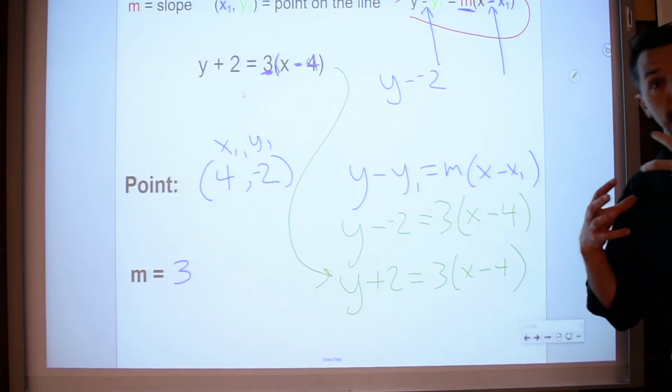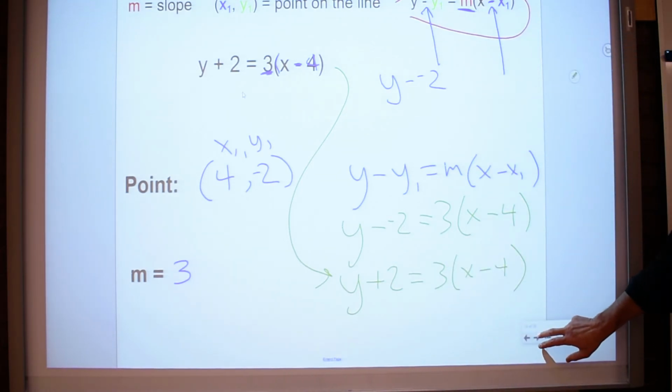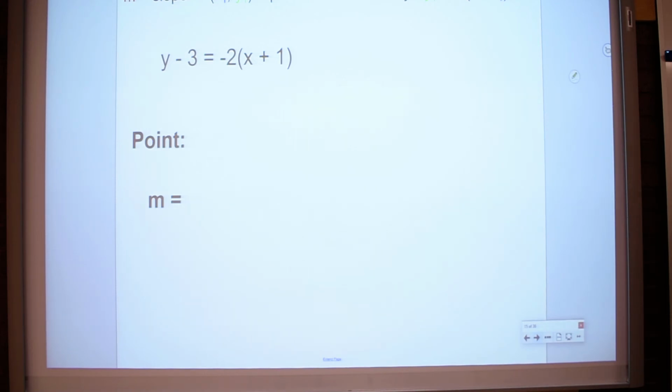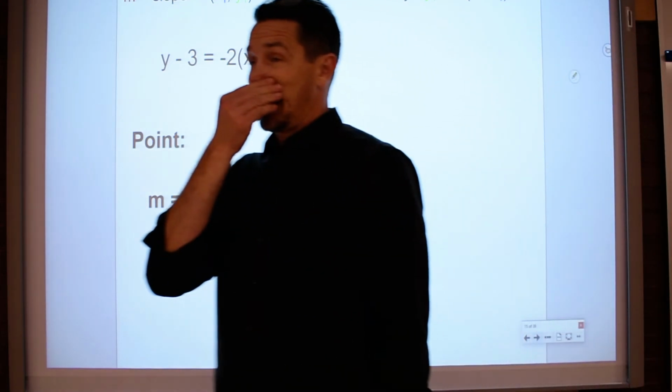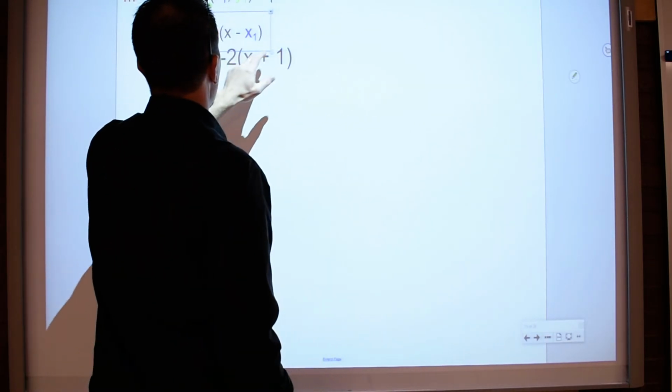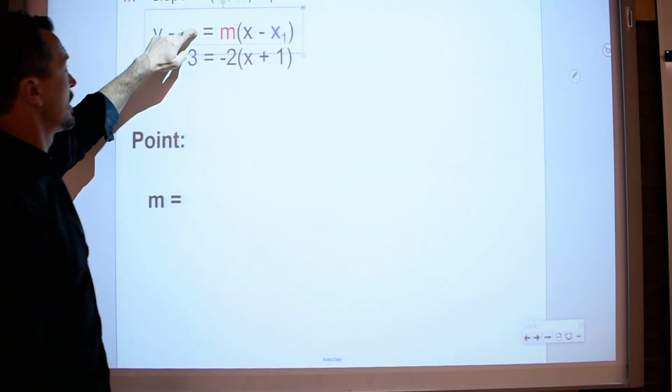So in the next one, I want you to pull the point out and pull the slope out. Can you do that? Okay, I'm assuming you paused and tried to do this to see if you know how to do it. Again, for me, because I know I'm looking at this formula here, I'm going to try to put this on top of that for you.